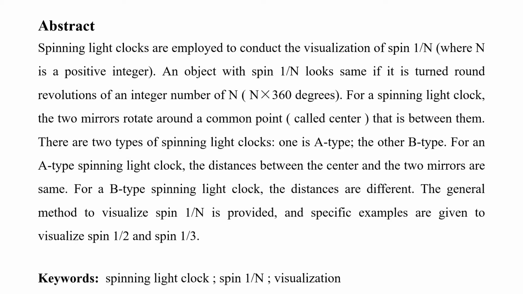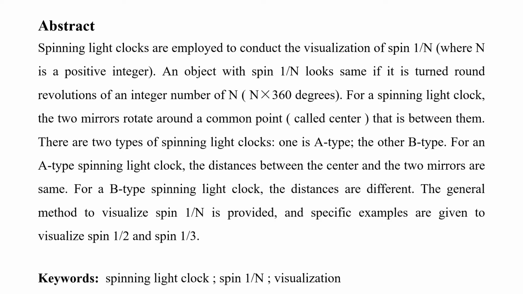Here is the abstract. Spinning light clocks are employed to conduct the visualization of spin 1 over n. n is a positive integer. An object with spin 1 over n looks the same if it is turned around revolutions of an integer number of n.